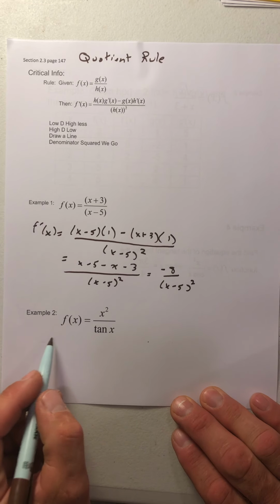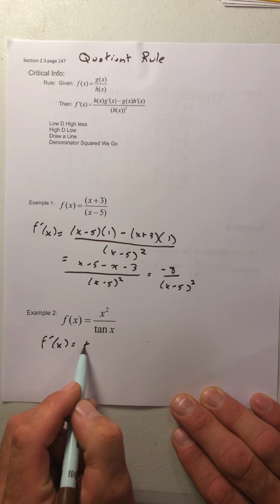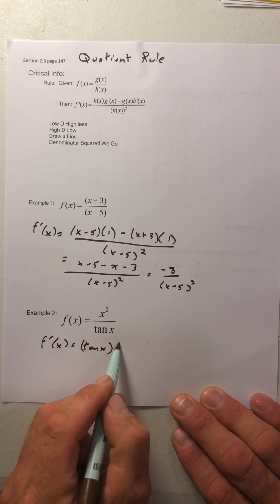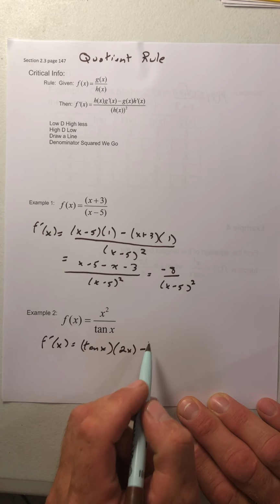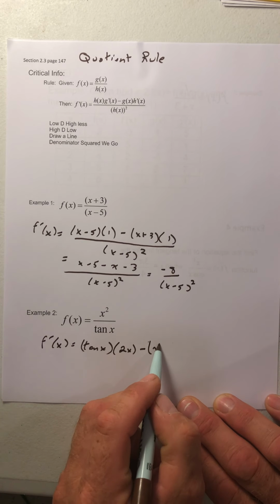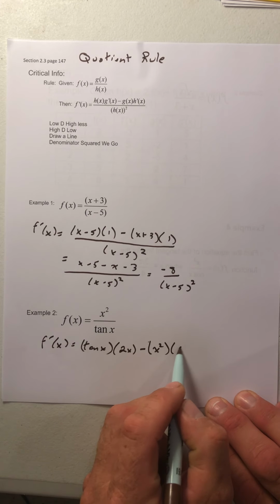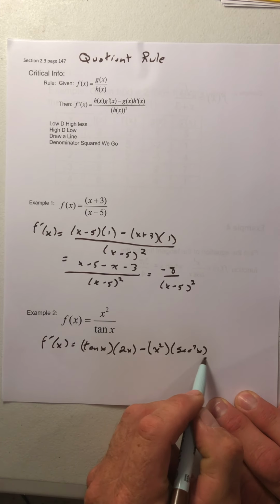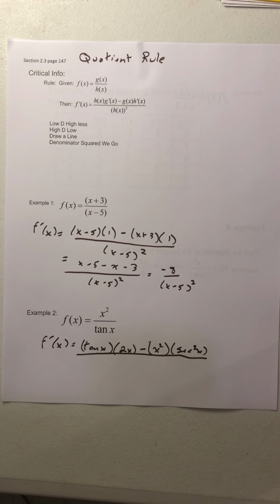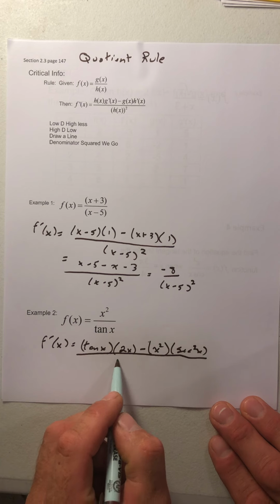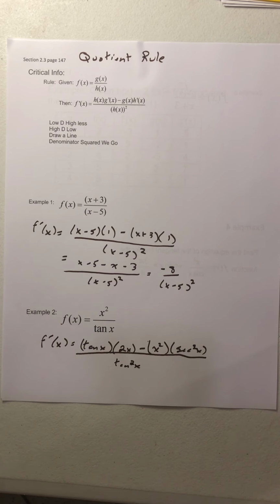Here in example 2, find the first derivative. So my low, I'm going to rewrite the tangent of x, derivative of x squared, which is 2x. From that, we're going to subtract the high, x squared, derivative tangent of x. Hopefully remember that's going to be our secant squared of x. Remember our trig derivatives. And then we're going to draw our line, denominator squared we go. So tangent squared of x.